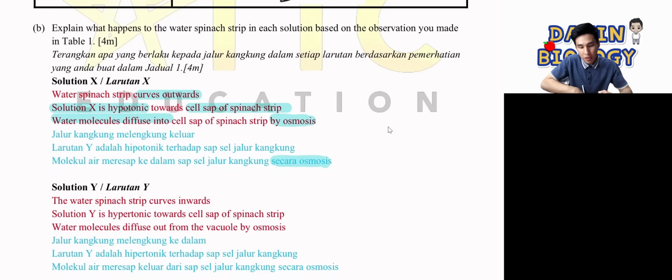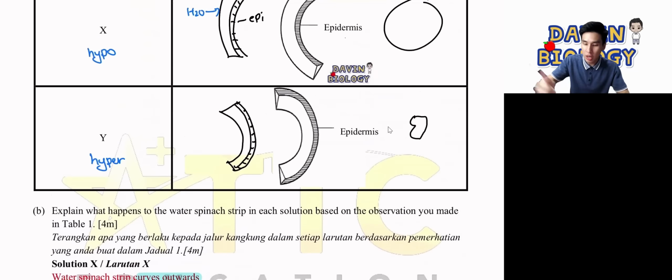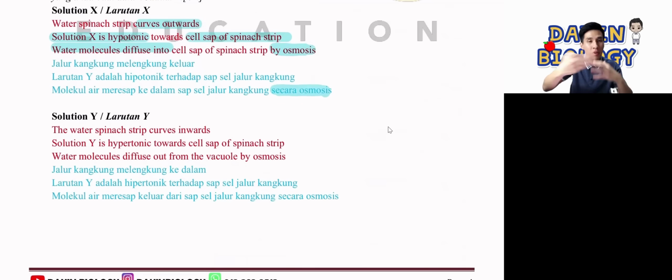Okay, then for Y it is the opposite. So now it shrinks already because water comes out, because outside is hyper. So same thing, you just compare. First, number one, your spinach strip curves inward, melengkung ke dalam, tadi keluar. So solution Y is hypertonic. So therefore, the water molecules will diffuse out by osmosis. Same, don't forget, osmosis.